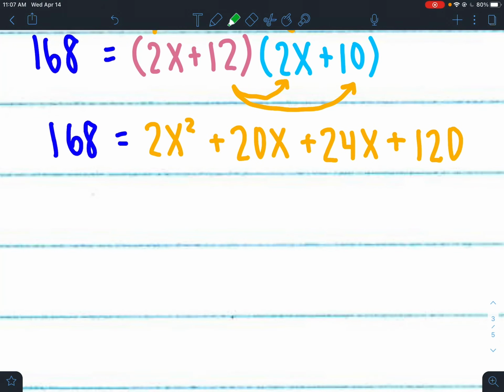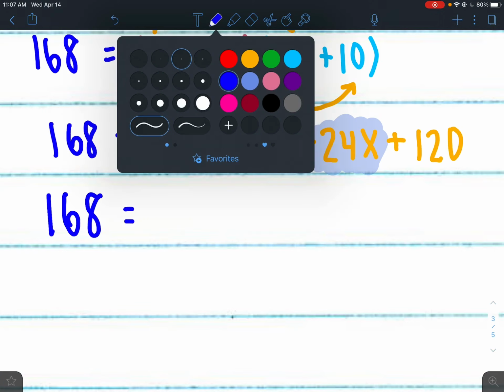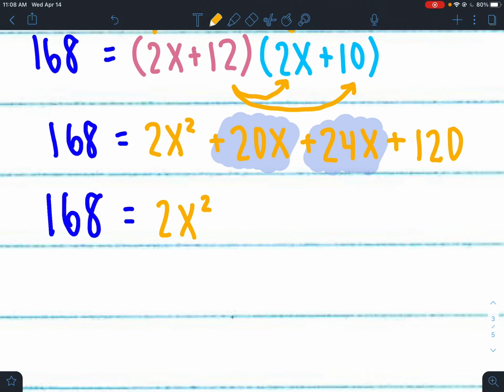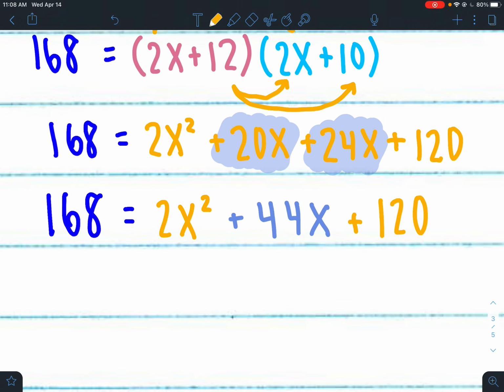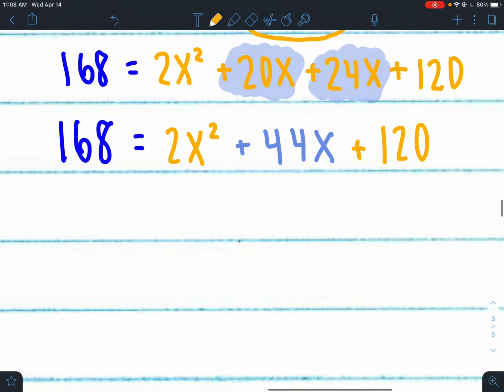Now the next step, we want to combine like terms. So we have 20x plus 24x. 168 equals 2x squared, which stays the same because we're just combining like terms here, 44x, and then the 120 stays the exact same. Now this is almost in standard form to start factoring, except one side has to equal 0, and we want to keep that x squared positive. If one side already equals 0, then we can start, but it doesn't. So we've got to move that 168 to the other side.